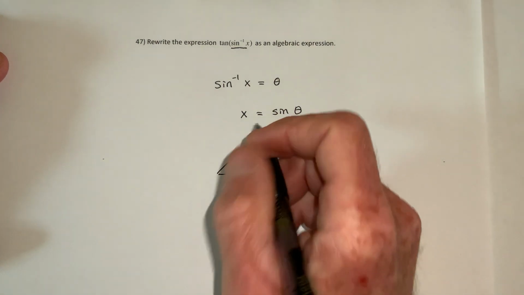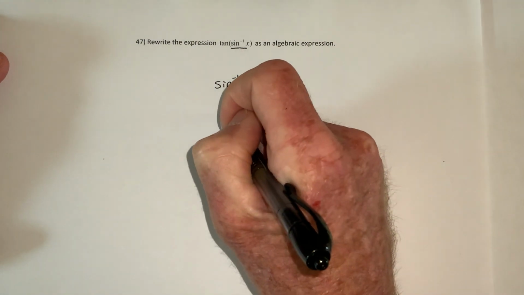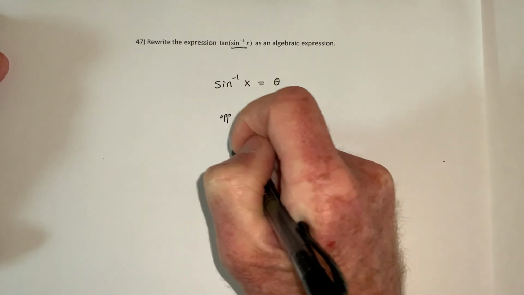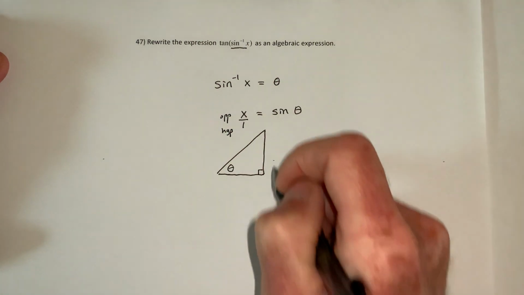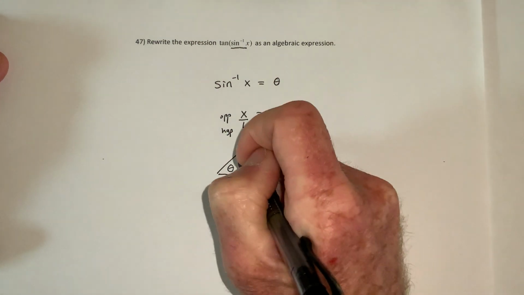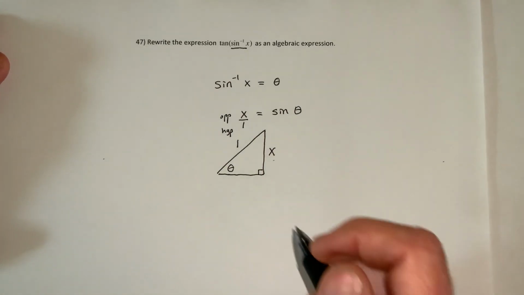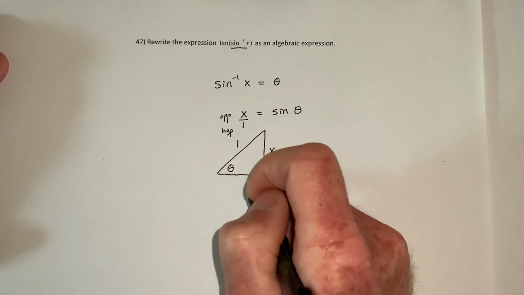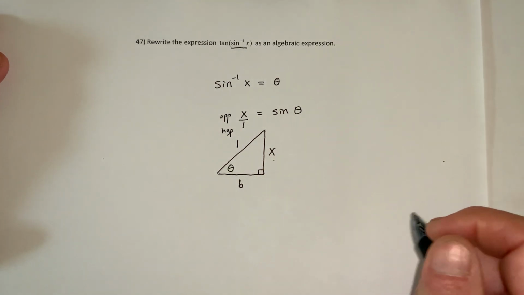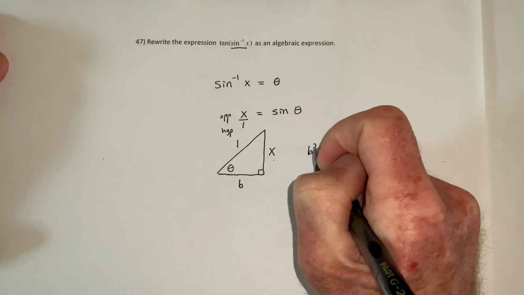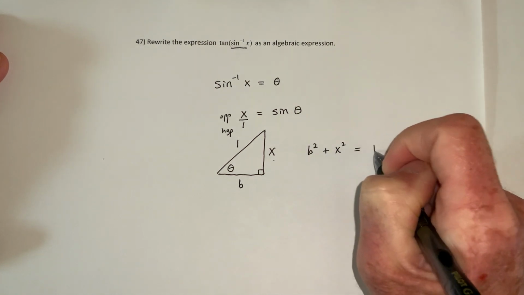For this x right here, I could rewrite it as x over 1. So that means the opposite side is x, and the hypotenuse is 1. So this side is x, and this side is 1. Then for this missing side down here, we could call it some letter like b and do the Pythagorean theorem. So b squared plus x squared equals 1 squared.